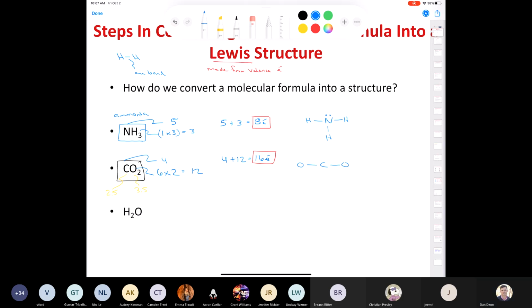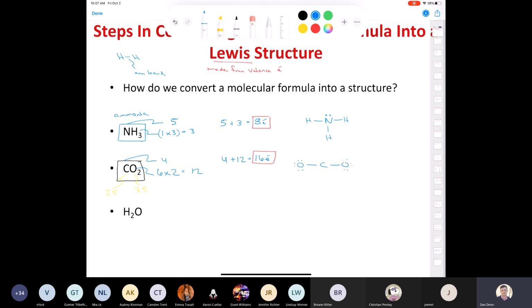There we go. Who can tell me in this little structure that I have, which isn't finished, how many electrons have I used up? I've used up 4, right? Because there's 2 in each bond. So 16 minus 4 gives me 12. That means I have 12 left over. Let's just throw them on here. 1, 2, 3, 4, 5, 6, 7, 8, 9, 10, 11, 12.